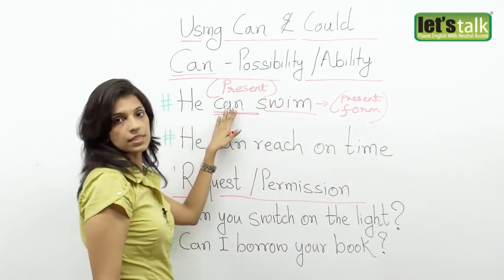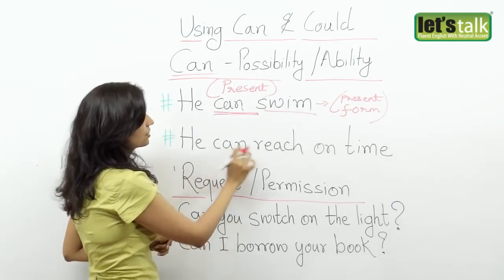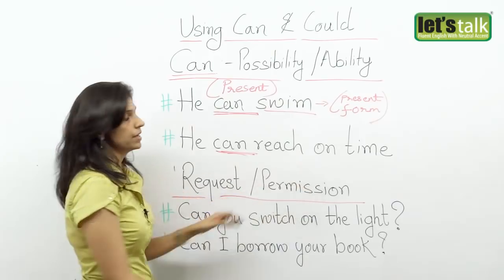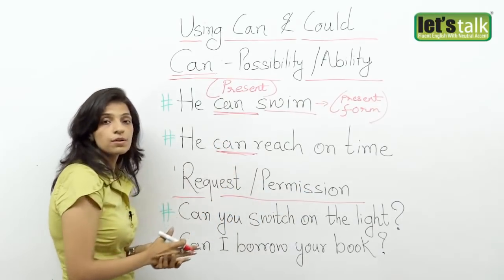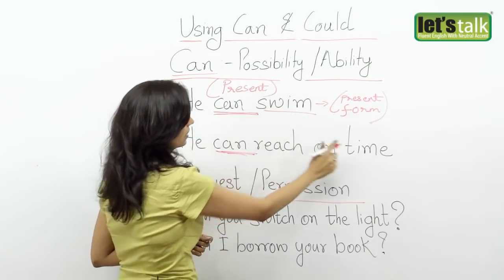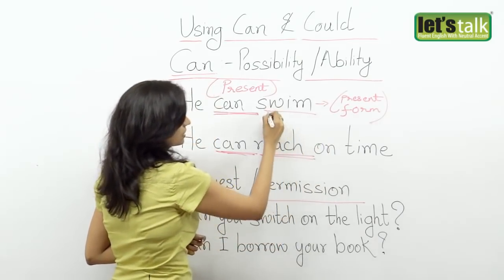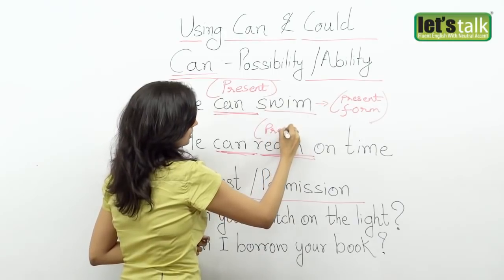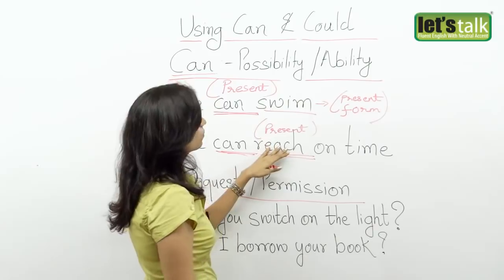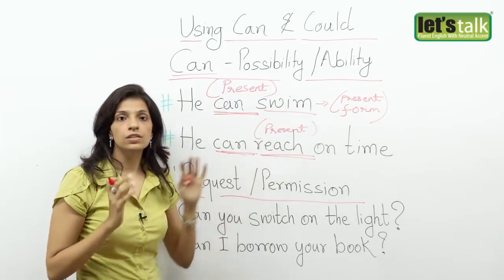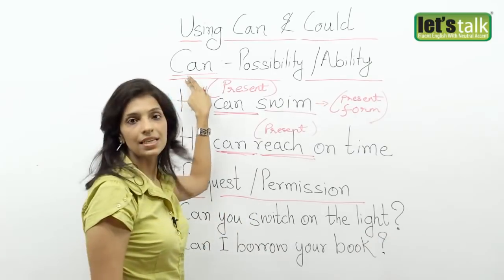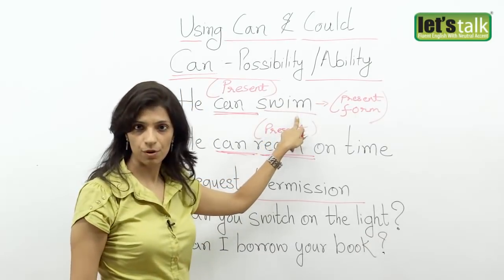Alright, let's take a look at another example. He can reach on time. So here it is possible for him to reach on time. He can reach. So we're talking about something that is possible in the present. We say he can reach on time. Like you can see, the verb is in the present. Okay, so when you want to say there is a possibility or someone has the ability to do something in the present, we use the modal verb can followed by a verb in the present form.